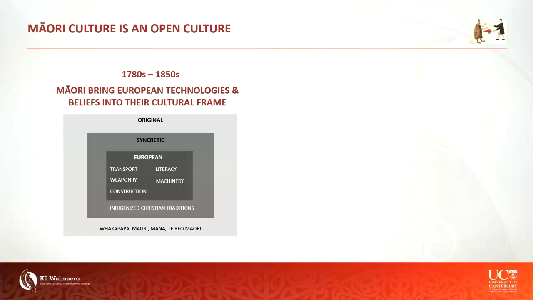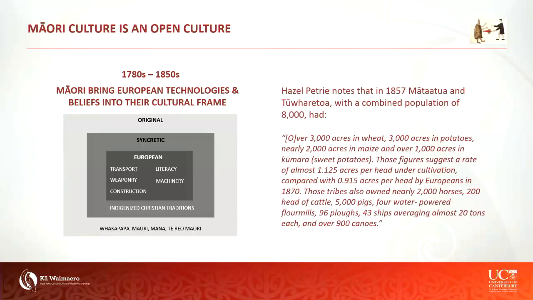So we can see the impact of this. And this is just one quote from one place in New Zealand. It's from Hazel Petrie, and she notes in 1857 that Matatua and Tufaritoa had over 3,000 acres in wheat, 3,000 acres in potatoes, 2,000 acres in maize, over 1,000 acres in kumara. And this figure suggests a rate of almost 1.2 acres per head under cultivation compared to 0.9 by Europeans.